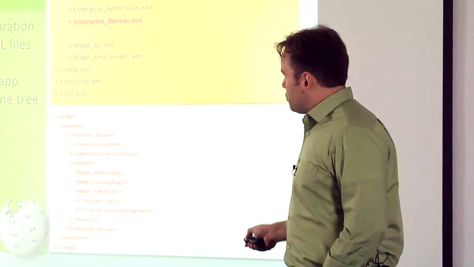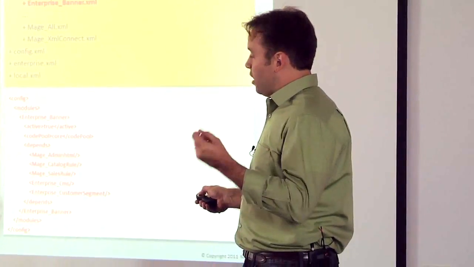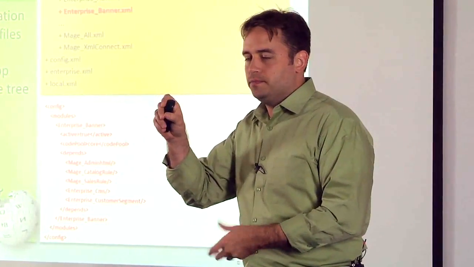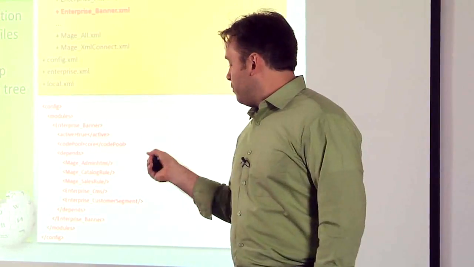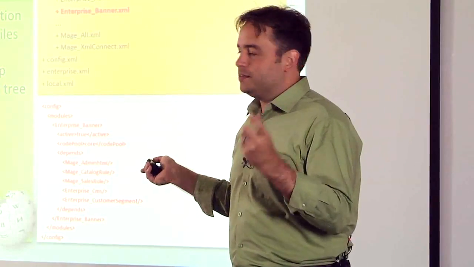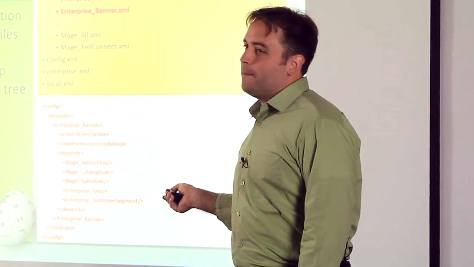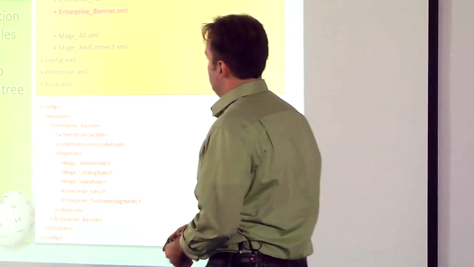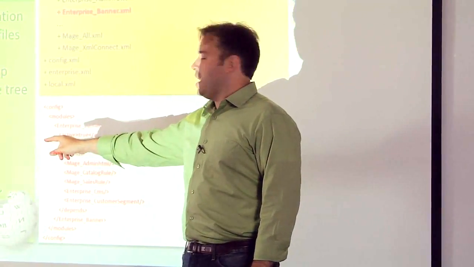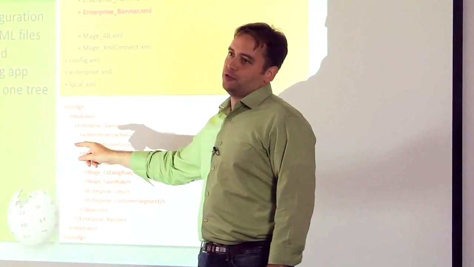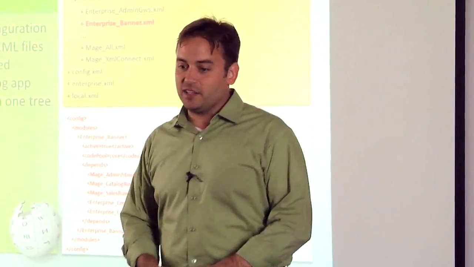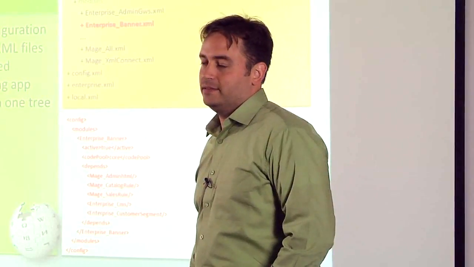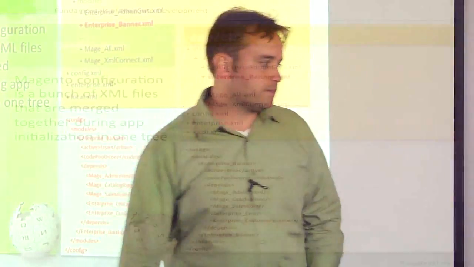What these look like internally is a config node. So the root node, because every XML document has to have a root node, and for configuration files, it's config. Inside there, we'll have a modules node. And inside modules, we have our namespace and module name. That is required, and it has to match the file system path. Okay?